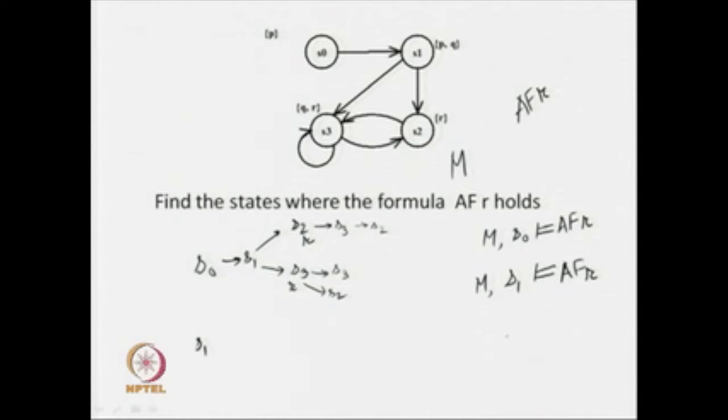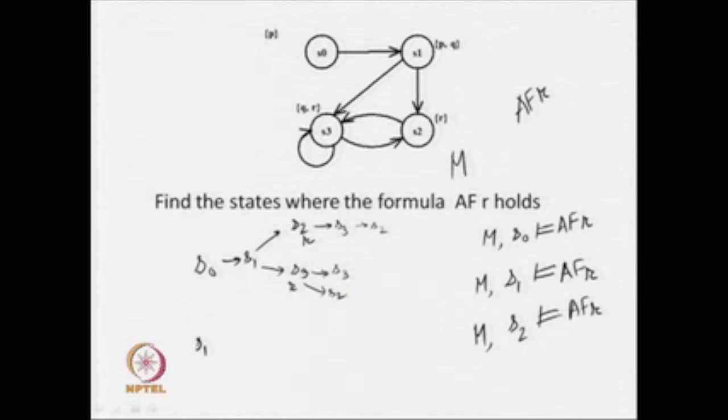Similarly, when I come to S2, then we will find that from S2 it is going to S3 where R is true, coming back to S2 and again going to S3. That means, on all paths we are going to get a state in future where R is true. So, again you can say that in M, S2 models AF R.